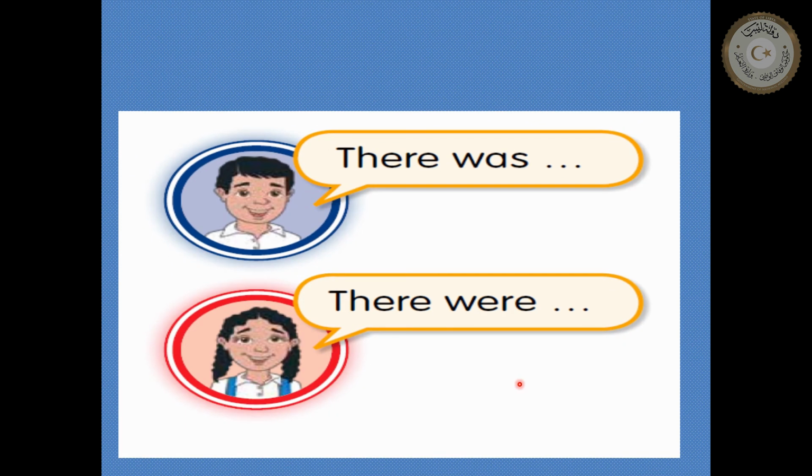We finished today, and we have here there was and there were. There was, we use with one thing. There were, we use with two, three, four, etc. More than one.